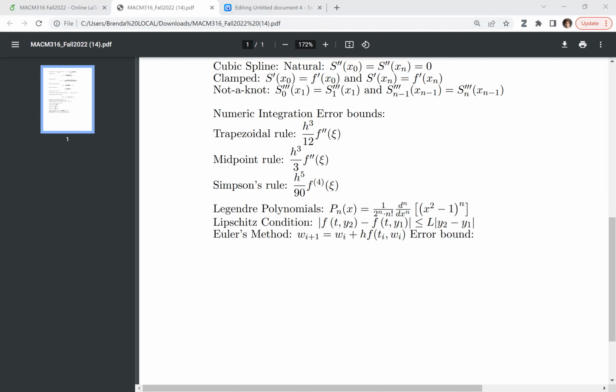Let's see. Right, that one's not even in the textbook. But the idea is always the same. The idea is you take something that you want to know that you can't figure out exactly. You get some sort of approximation.